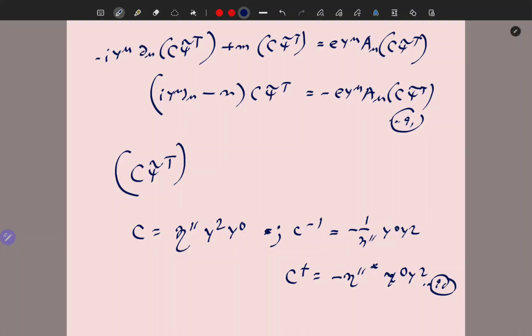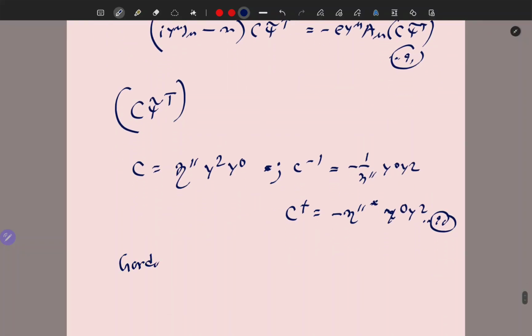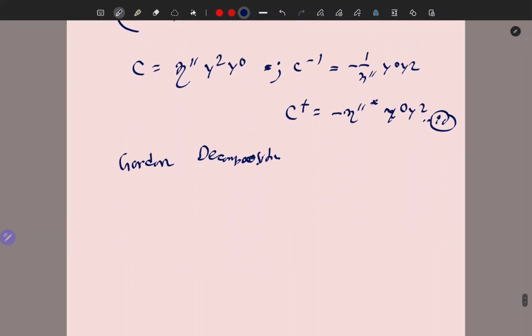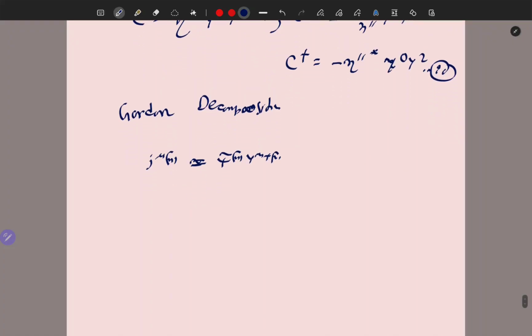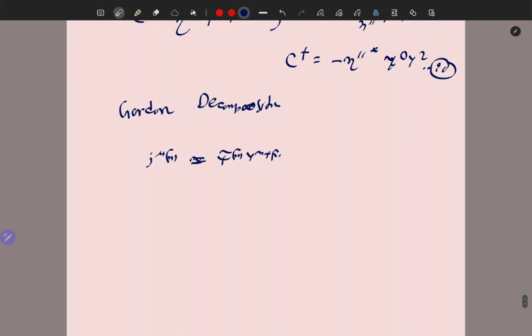Now the Gordon decomposition. We have shown in equation 59 that the current J mu of x, which can be written as psi tilde of x gamma mu psi of x, transforms like a 4-vector under Lorentz transformation. Consider the Dirac equation for a free particle with positive energy, then write psi of x equal to u of p e to the power minus ipx.